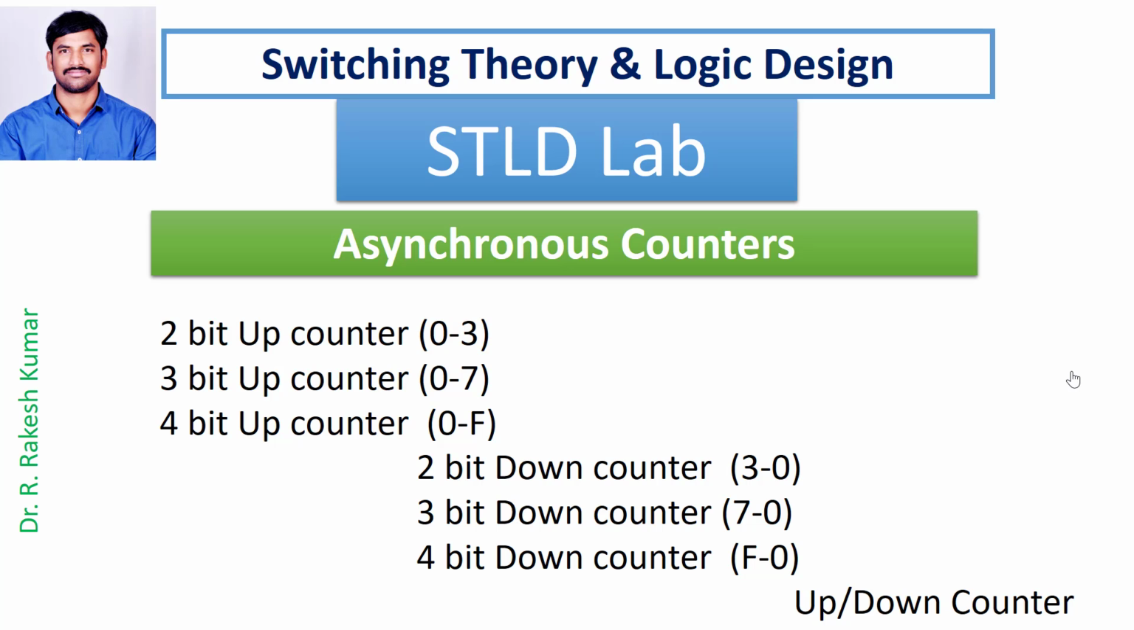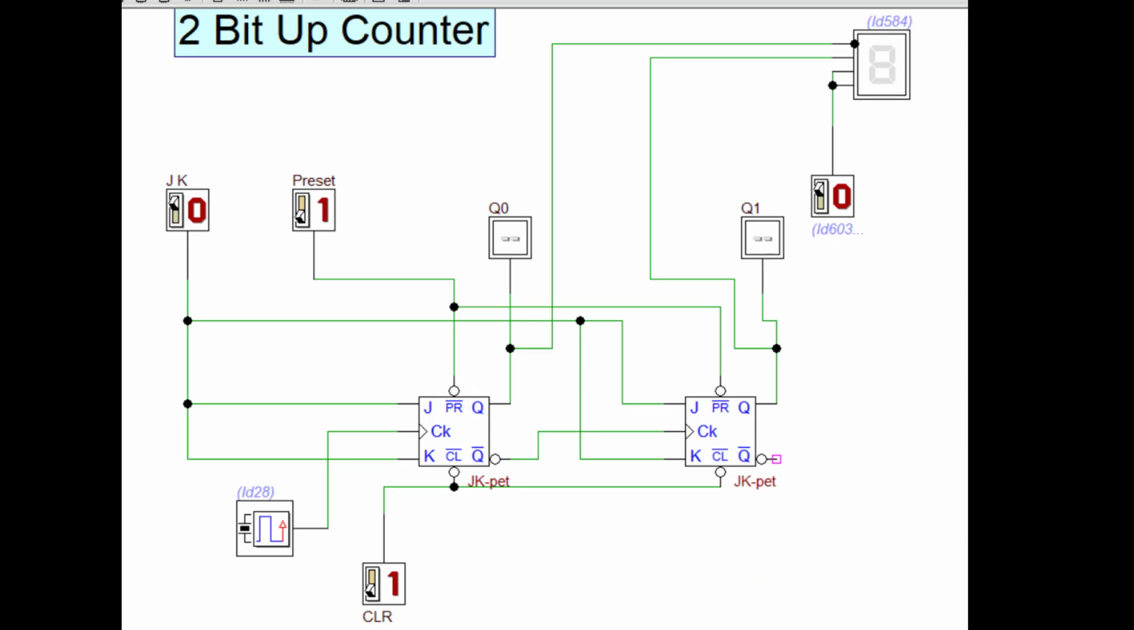Now coming to the lab session, we are going to see a total of 7 circuits. 3 circuits for up counter, 3 circuits for down counter, and 1 circuit for the up-down counter. So let's directly go to the simulation part and see the simulation of the counters. First, let us start with the 2-bit up counter, which can count from 0 to 3.